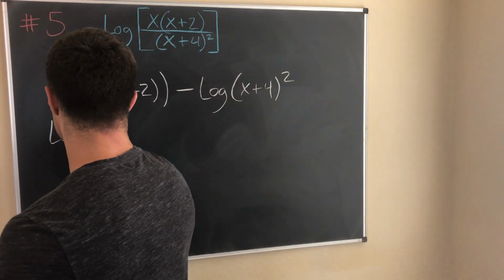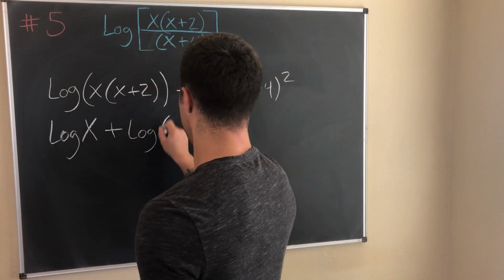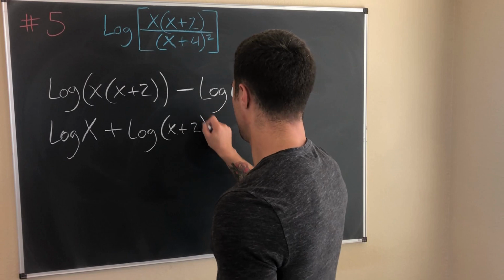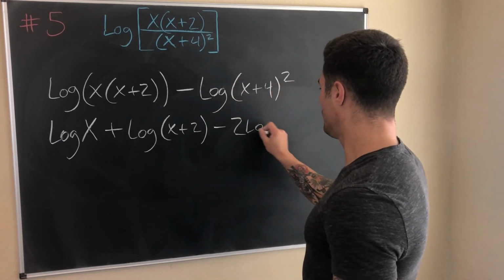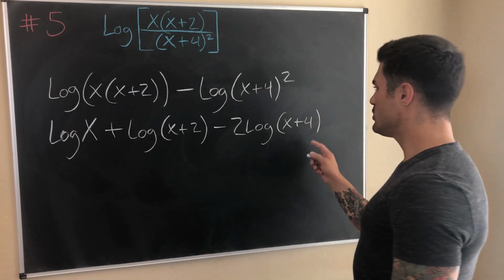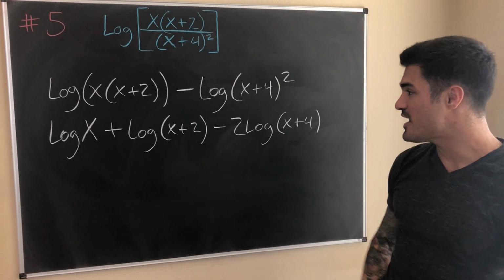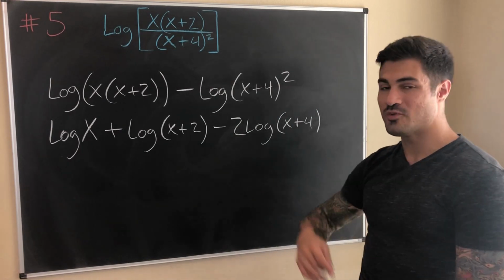So what do we have here? Log x plus log x plus 2 minus 2 log x plus 4. So now we have expanded this as much as we can. We make sure to write all of our powers, all of our exponents as factors, and I think we're good to go. So hopefully that makes sense.